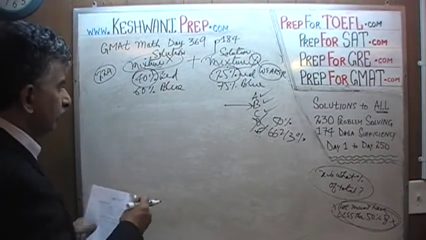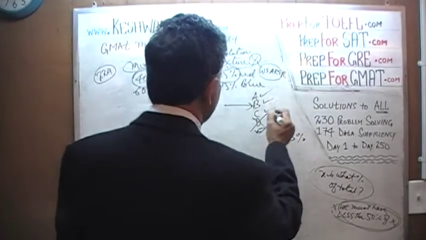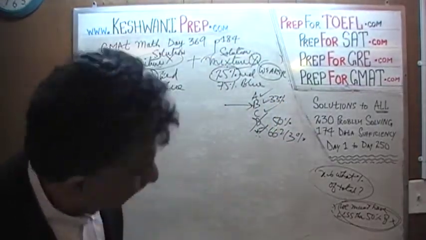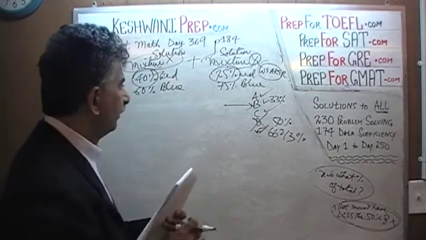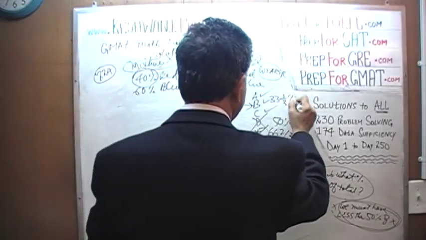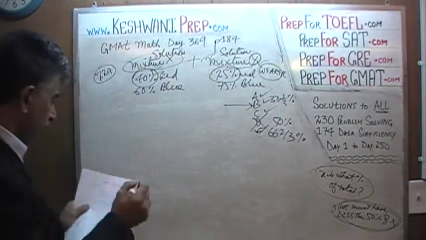So here's what we're going to do. B says 33%. It should say 33 1/3%. It does say 33 1/3%, which makes a difference. It's exactly 1/3. 33 1/3%. So that's what we're going to do, okay? Watch here.